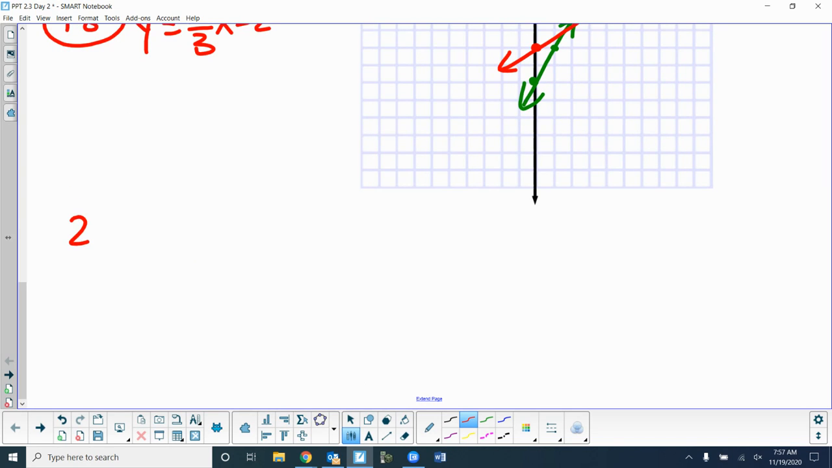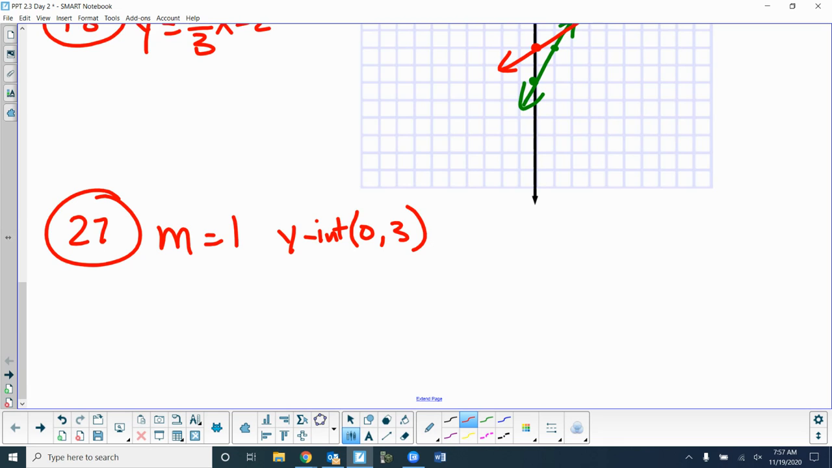If they give you that the slope was 1 and the y-intercept was (0,3), you can go right ahead and go y equals 1 for m, x, plus the y-intercept is b, right? 3. So that you should be able to just write by looking at the problem. Number 30, I gave you the y-intercept also and the slope, so it's the same type of problem. Y equals negative 2/3 x plus 3/4.